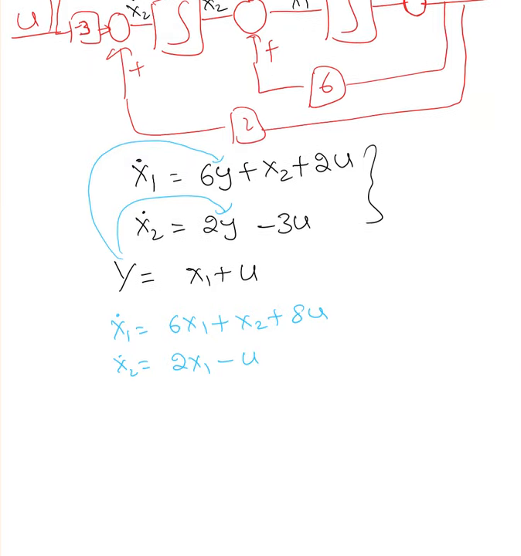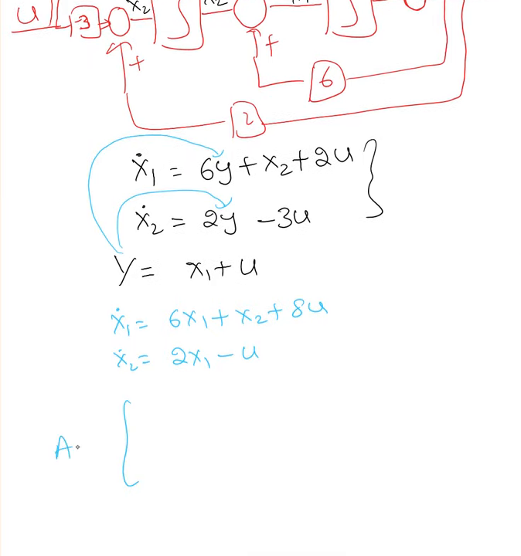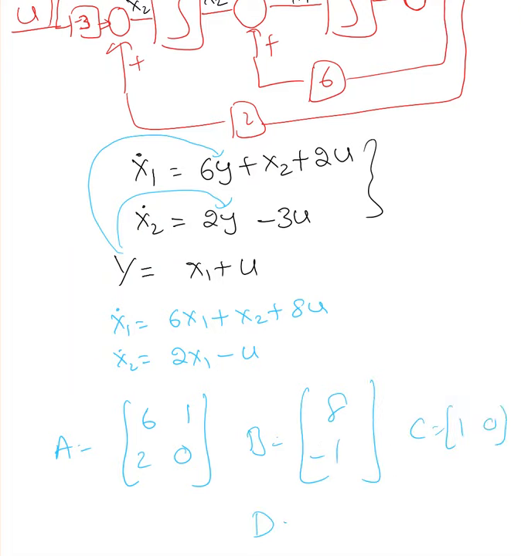So I have A equal to [6 1; 2 0], and B equal to [8; -1], C equal to [1 0], and D equal to 1. Whenever you see a D matrix, that means there is a direct relation between input and output. That's what the D matrix indicates.